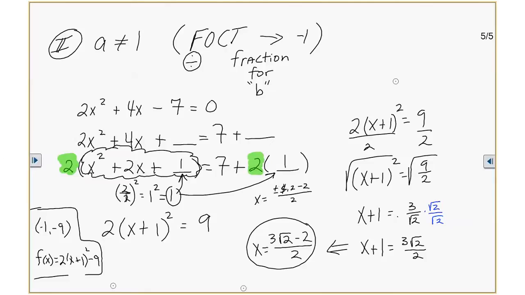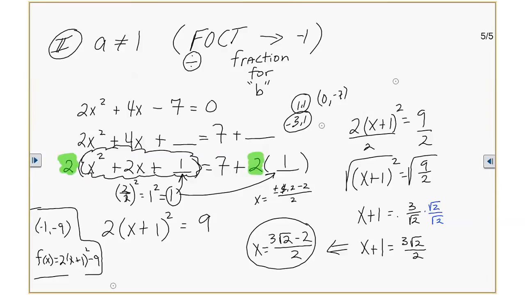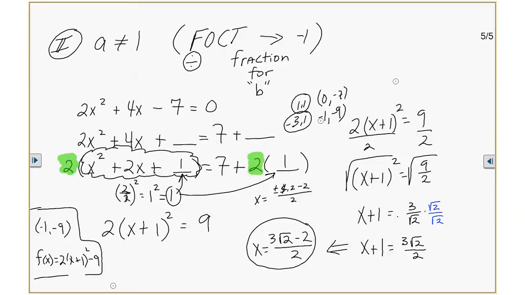All right, now that makes it easier. What's 4.2 minus 2? 2.2. And what's half of 2.2? 1.1. So we got 1.1 for the first x-intercept. Now what's negative 4.2 minus 2? And what's half of 6.2? Negative 3.1. So there's your second x-intercept. The y-intercept is 0, negative 7. And your vertex is negative 1, negative 9. Sketch it.